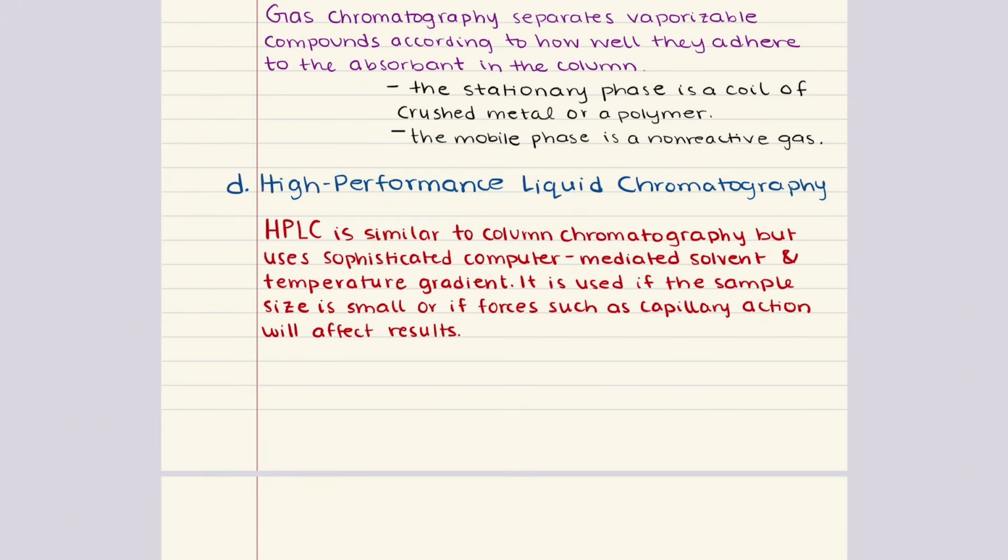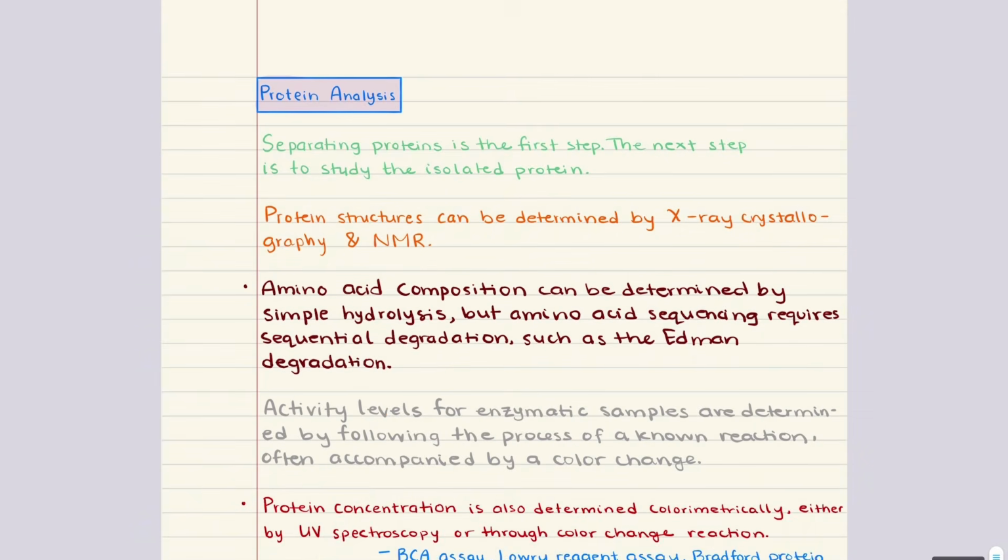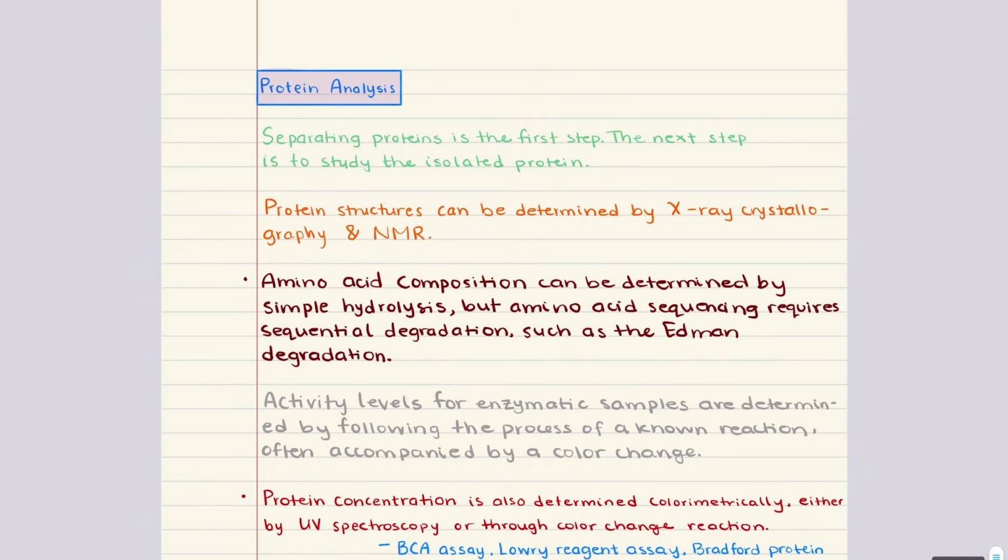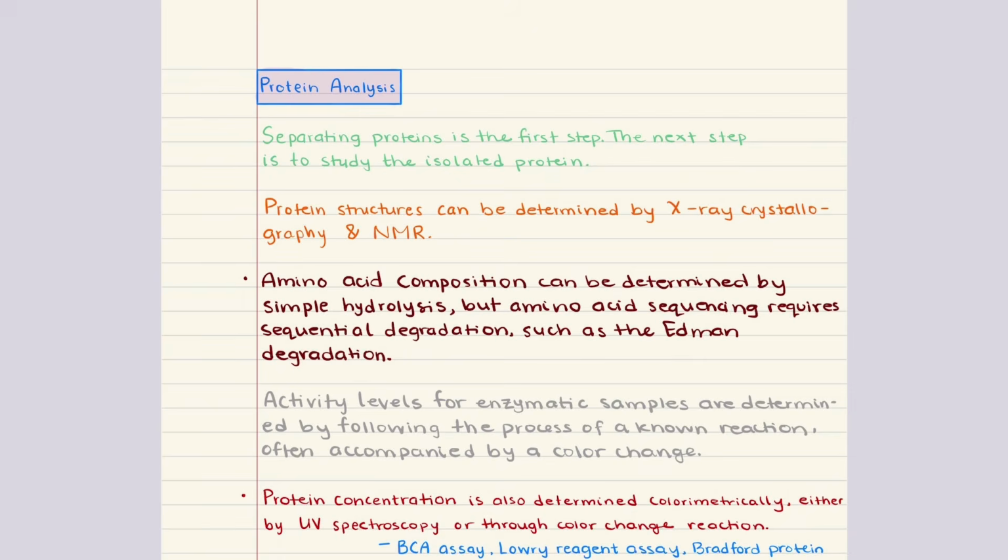So with that, we've completed our third objective, and we can move into our last and final objective on protein analysis. Once we've isolated a protein, the next step is to analyze it. Protein analysis helps us figure out the protein structure, its amino acid composition, how active it is, and how much of it we have. So let's walk through each of these one by one. First, let's talk about protein structure.